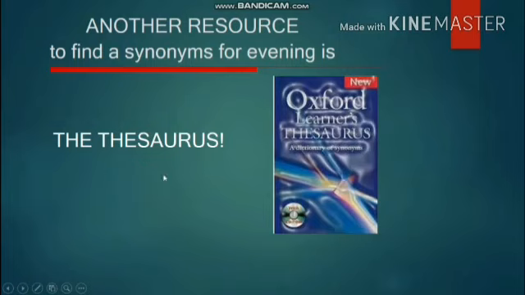Thesaurus. Either you can pronounce the S like a Z sound, or you can pronounce it like an S sound. So both pronunciations are acceptable. So what is basically a thesaurus?